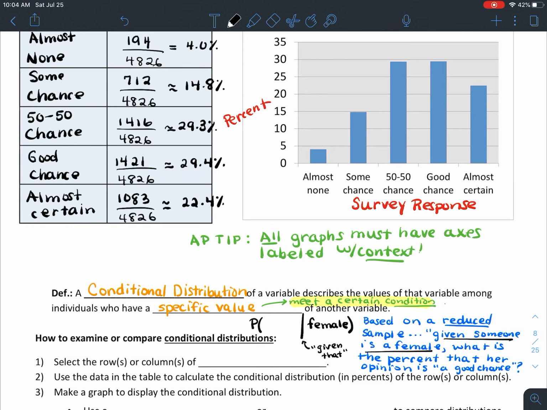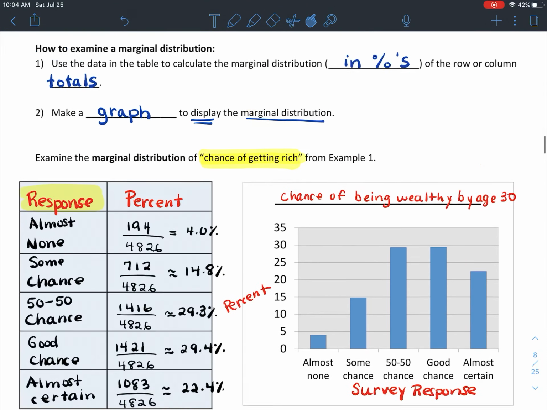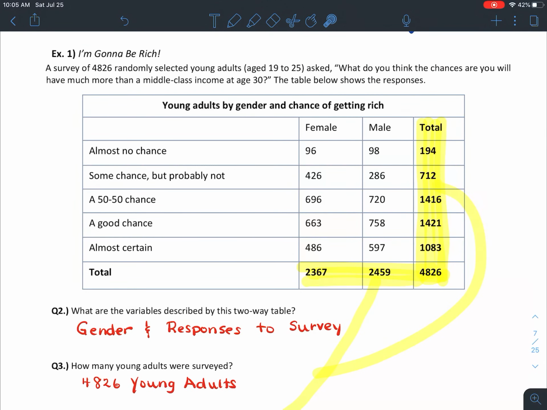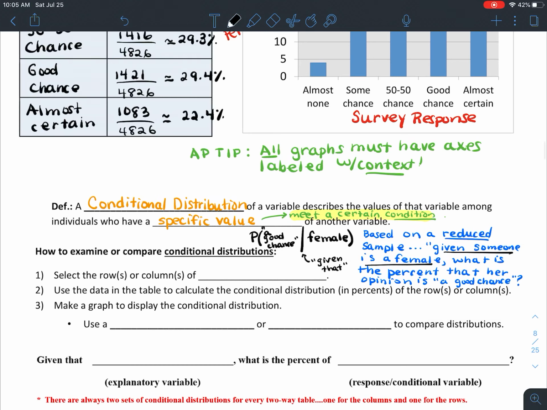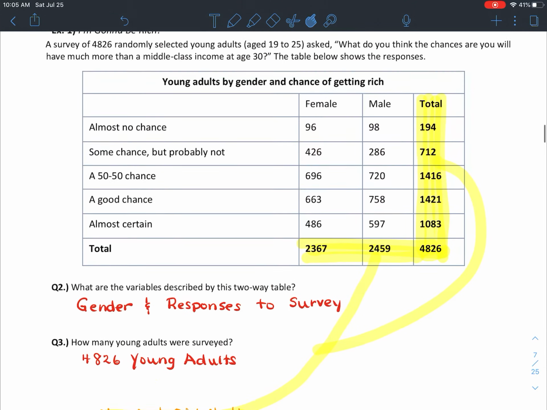So we're going to read this, given that someone is a female. This feels a little backwards, because then we put on the left side what we're looking for: what's the probability that someone answered a good chance. Okay, so I want to scroll back to this original table, and we can see that there were a total number of 2,367 females. So we're saying given that someone is a female, out of just those females, and that's what I mean by the reduced sample, how many of them answered a good chance?